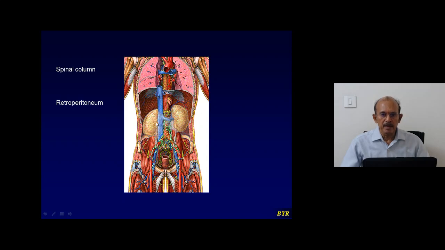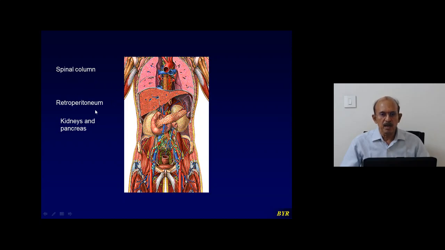Here you can see the kidneys, great vessels, lymph nodes, and the ganglia and autonomic plexus around the great vessels. The duodenum, the pancreas. Up to here, there is no peritoneum. So all these things are called the retroperitoneal structures.